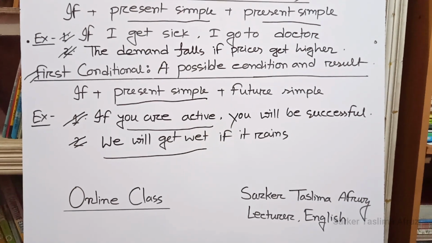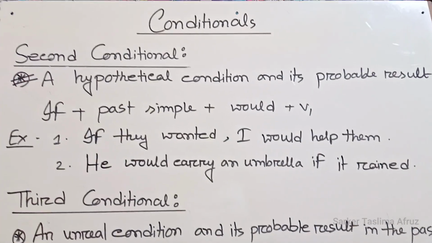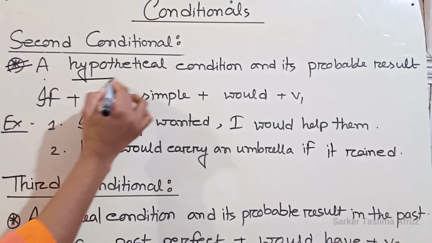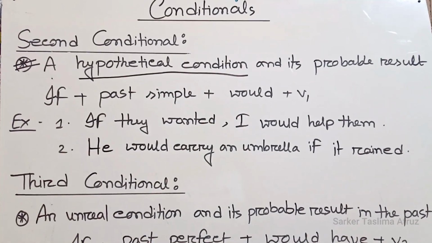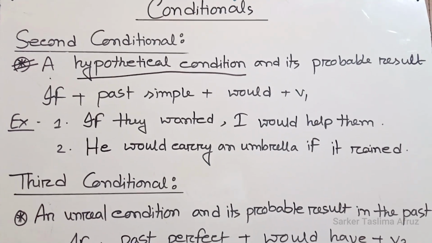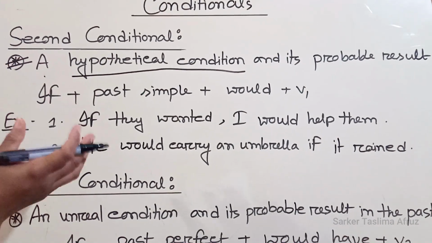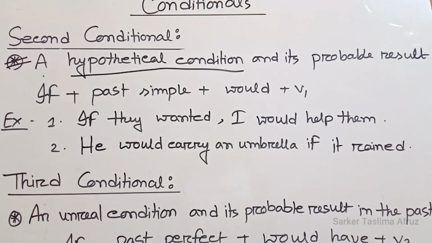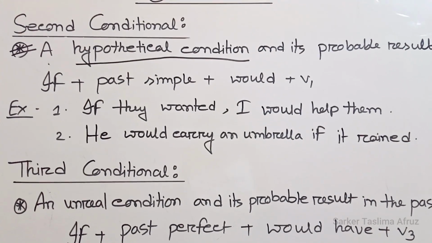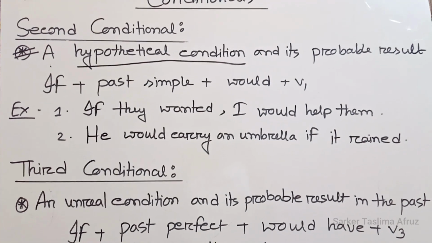Now let's turn to second conditional. Here I have written where to use second conditional: a hypothetical condition and its probable result. So if you want to write something which is not real, in that case you can use second conditionals. We can say this type of conditional is used to refer to a time that is now or anytime, and a situation that is unreal.